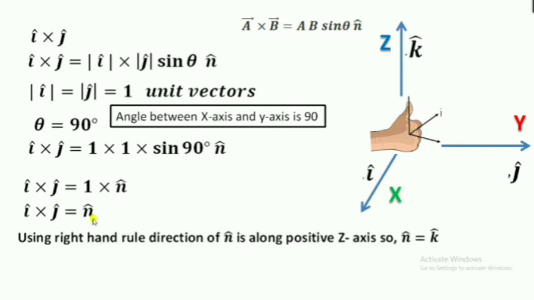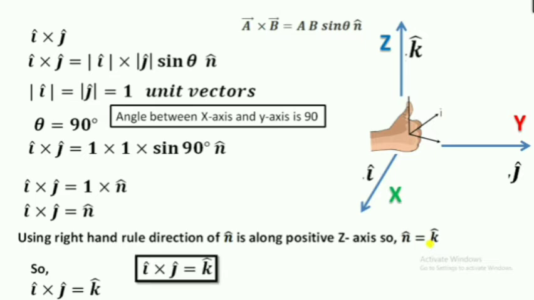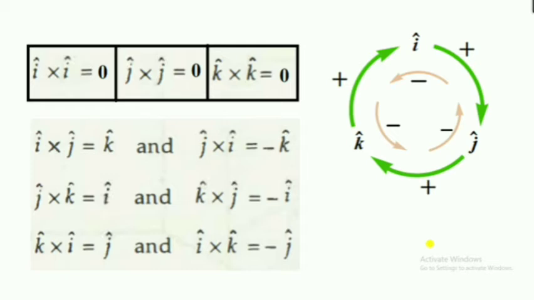So I can write using right hand thumb rule. So the n is equal to K cap because they have same direction and same magnitude. So I can write n cap is equal to K cap. So I cross J is K. So similarly we can find other relations also. So this we have already found out, I cross j is k.